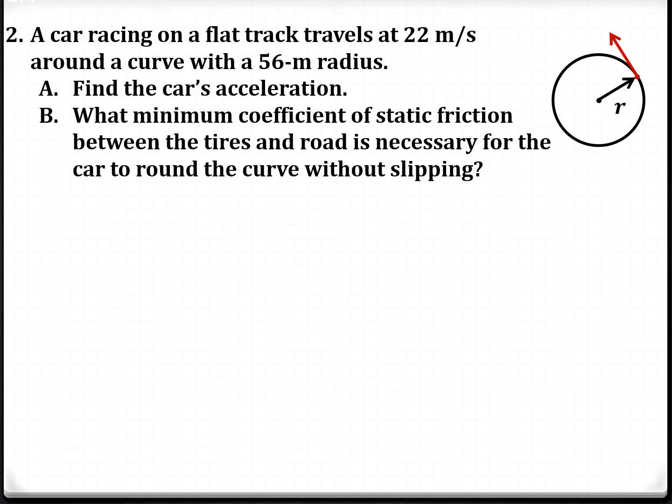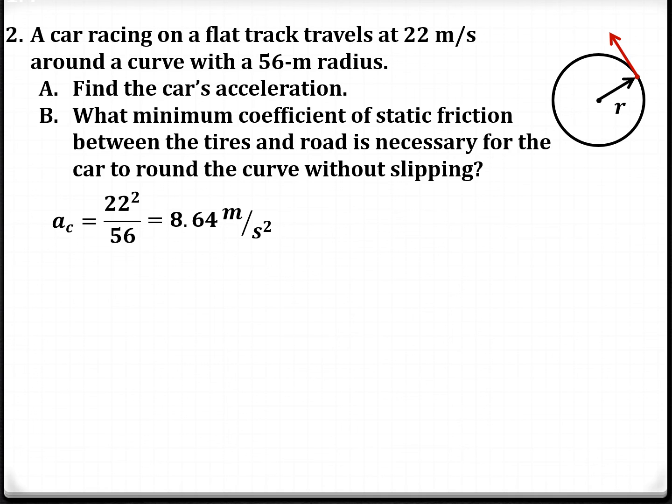So first thing, we need to find the centripetal acceleration. Again, we have the velocity and we have the radius, so let's go ahead and use this. It's going to be velocity squared over the radius, and that gives us 8.64 meters per second squared. Now, what minimum coefficient of static friction is needed for the tires to round the curve?